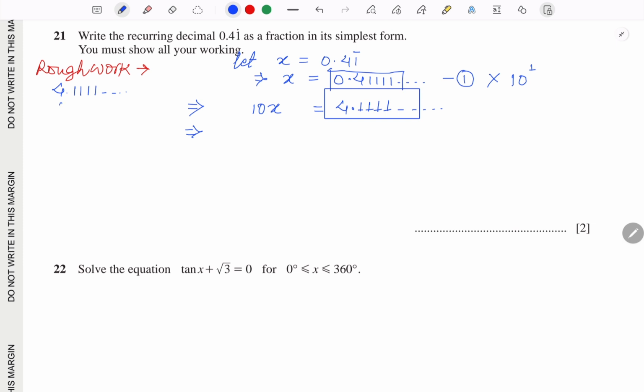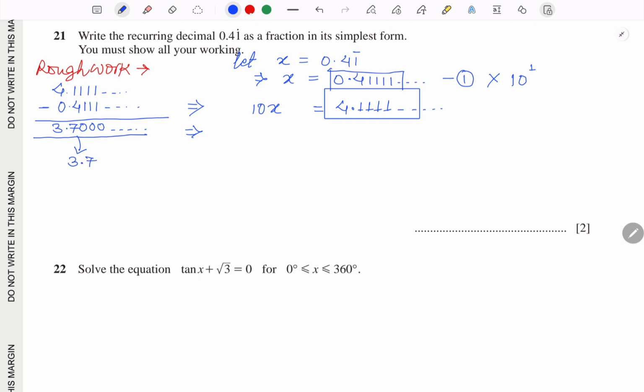This is 0.4111 dot dot dot. So we will subtract these two numbers. Let's see how we can do this. All of these will be equal to 0. This will be 7 and this will be 3. So the value that I am getting is 3.7.